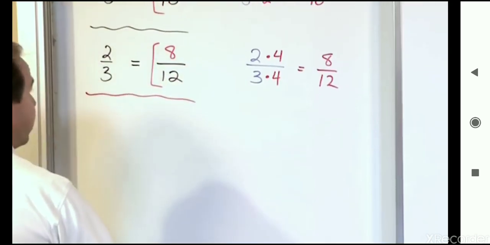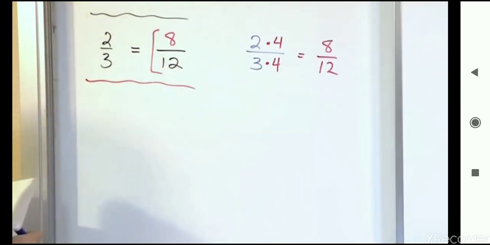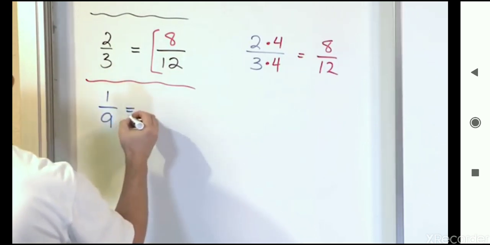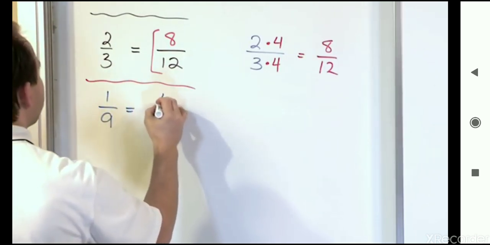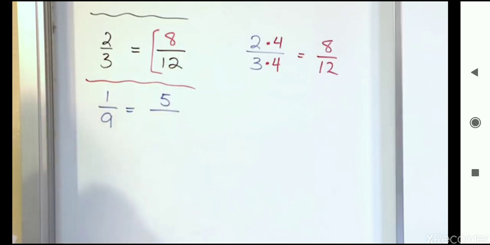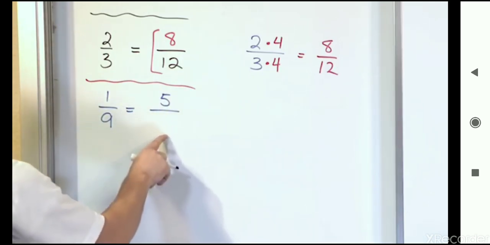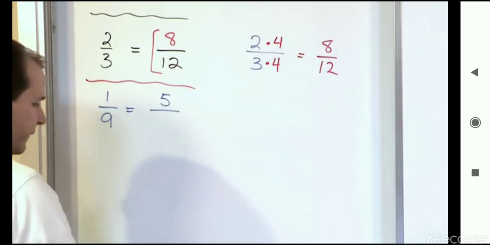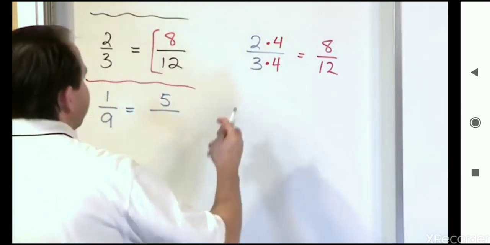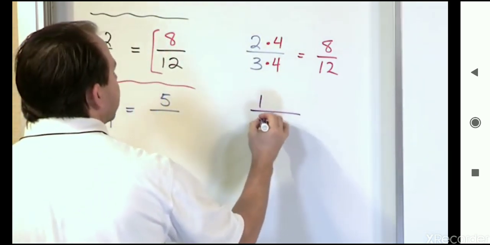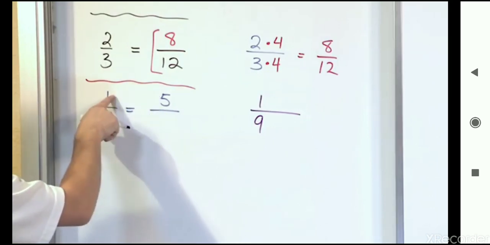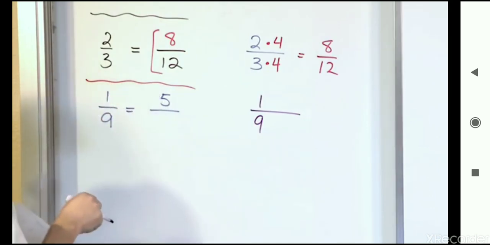So let's go on and move into another one. Let's say I have 1/9, and I'm claiming that it's equal to a fraction with a 5 on the top, and I'm trying to figure out what would be on the bottom there. Okay, what number would be on the bottom to make these two fractions equal? So the best way to proceed is you start with your 1/9, and you look at it and you say, all right, I'm trying to get to 5 on the top. What do I have to multiply here to give me a 5?